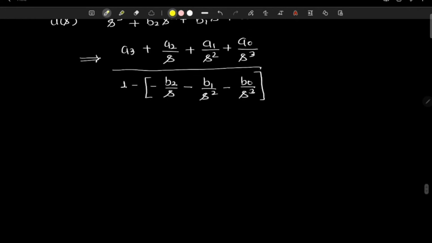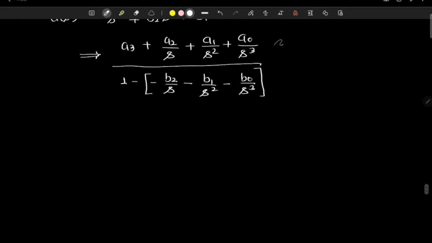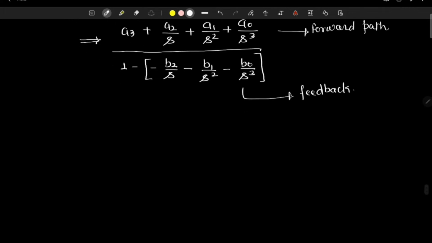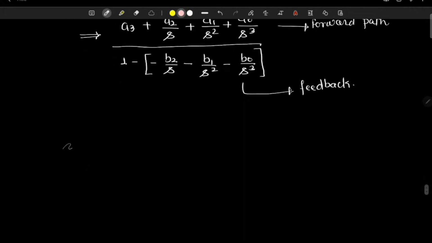Okay, so this looks like Mason's gain formula. How to do the graphical representation of this one? So this will be the forward path, and this will be the feedback. There are 4 forward paths. Now let's draw this one.